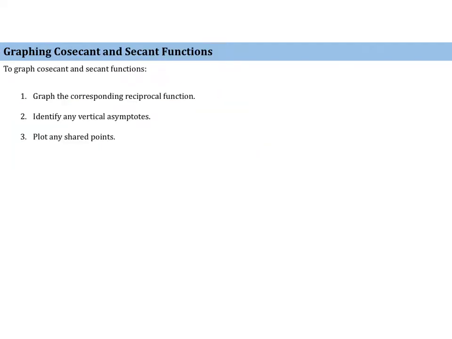So to graph a cosecant or a secant function, you'll want to first graph the corresponding reciprocal function. If you want to graph a cosecant function, you'll graph the same function, but you'll replace cosecant with sine. Or if you want to graph the secant function, you'll graph the same exact function, but replacing secant with cosine. You'll identify any vertical asymptotes. Those are the places where the sine function or the cosine function would intersect its line of oscillation, and then plot any shared points. The shared points would be the high points and low points of your sine or cosine functions.